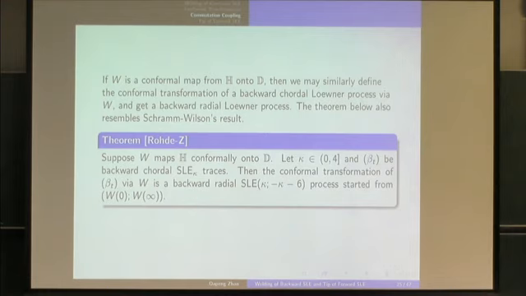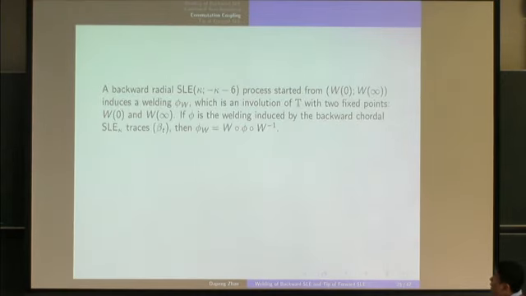The theorem says that suppose W maps the upper half plane conformally onto the unit disk and kappa is less than or equal to 4. Beta_t are backward chordal SLE traces. Then the conformal transformation of beta_t via W is a backward radial SLE kappa minus 6 process started from W(0), W(infinity). A backward SLE kappa minus 6 process starting from W(0), W(infinity) induces a welding phi_W, which is an involution of the unit disk with 2 fixed points.